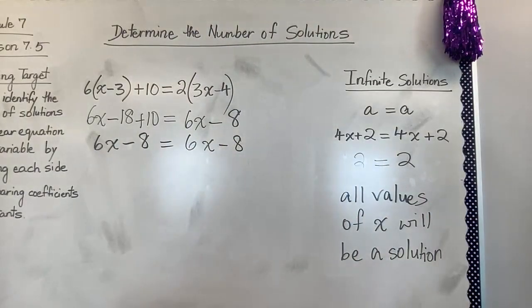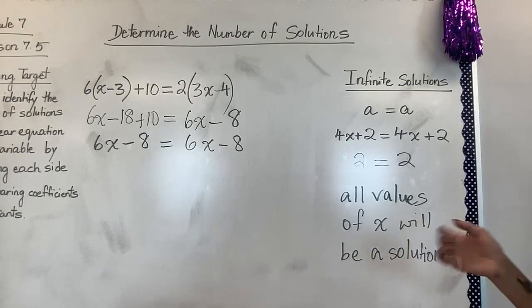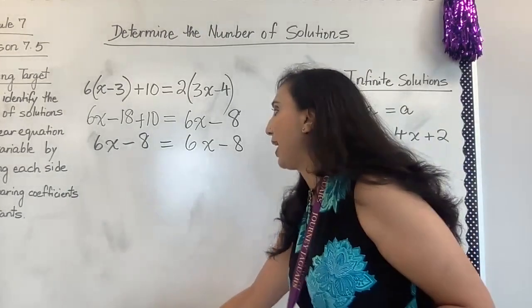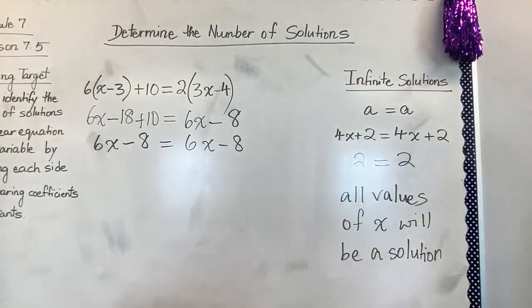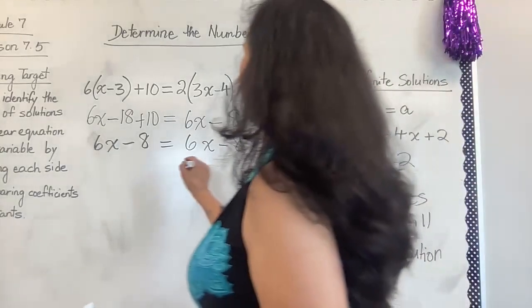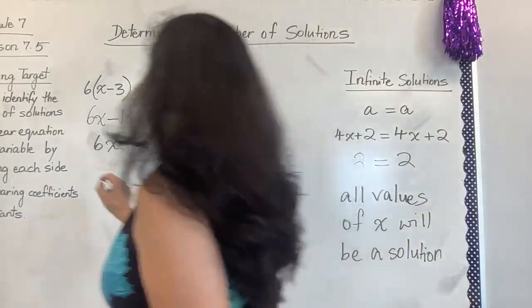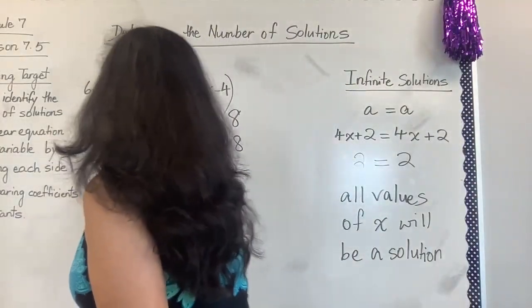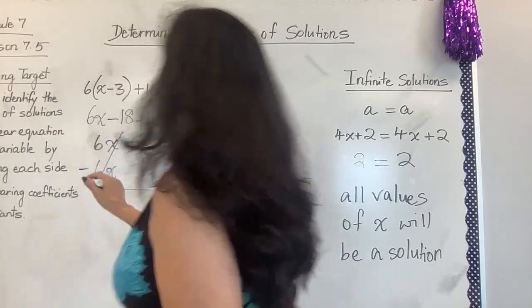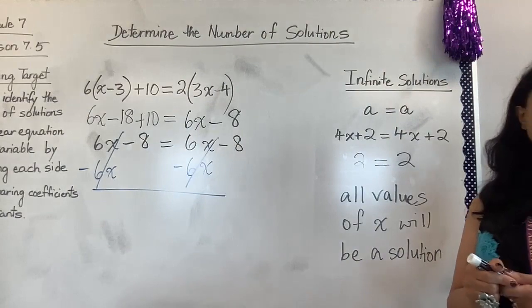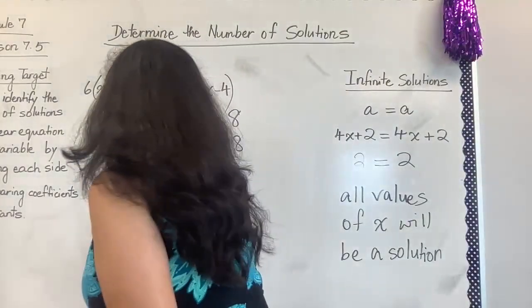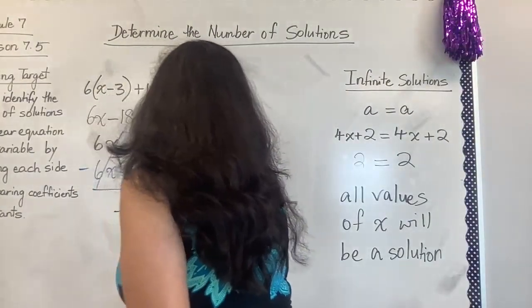Okay, and then once I have combined the like terms, I'm going to subtract 6x from both sides, because I'm trying to get rid of this 6x. Minus 6x. Okay, so I am left with negative 8 is equal to negative 8.